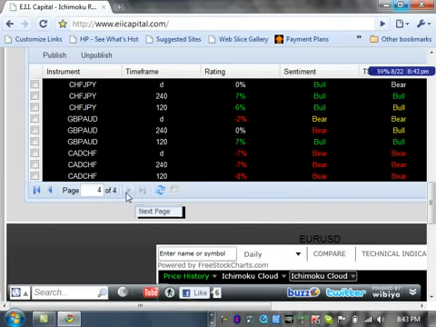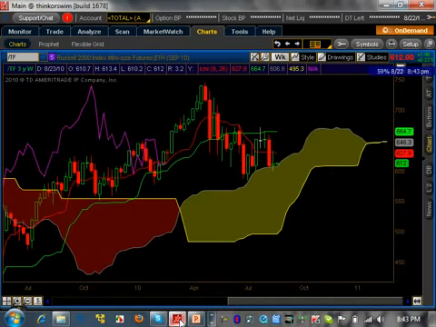Okay, let's go look forward. Same scenarios. CAD Swissy is bearish, so that's interesting. So we'll look at that one too. So we've got a lot of currencies to look at. So let's go and start now, so we don't waste any time.